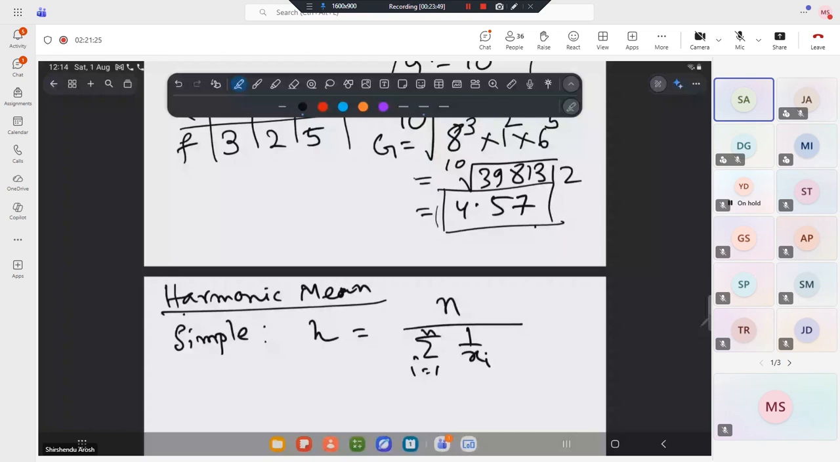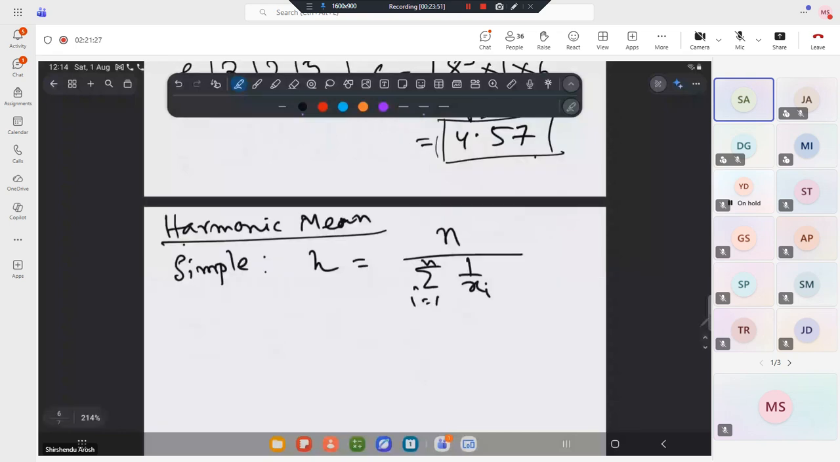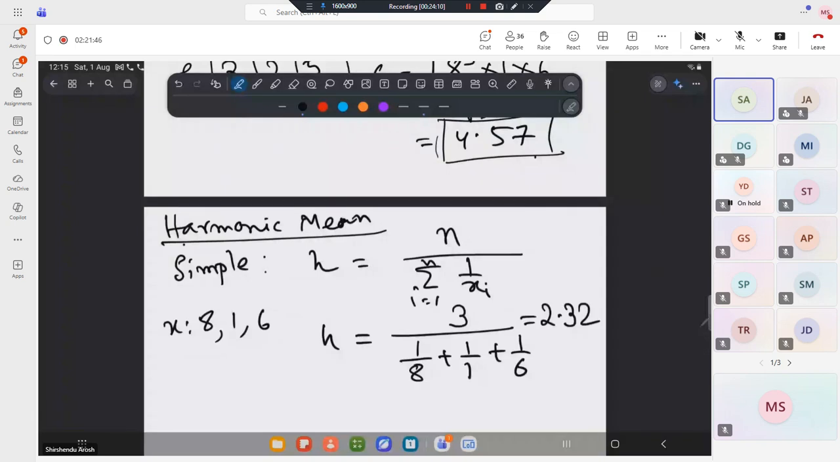So again, the same numbers I'm going to take: x is 8, 1, 6. So small h should be the number of observations, 3, divided by 1 by 8 plus 1 by 1 plus 1 by 6. If you simplify, it will become 2.32. Correct. So this is a simple harmonic mean.